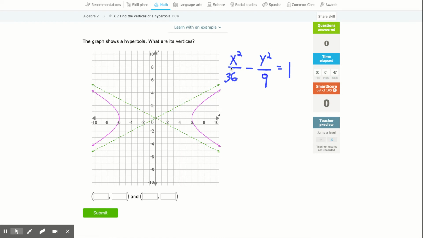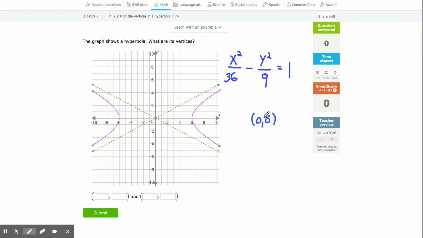When the x squared is positive, when the leading term is x squared, then it's open to the left and to the right. If it had been a y squared minus an x squared, then it would be open up and down. Since it's open left and right, what we do is we find the center, because in later ones you're just going to get the equation. The center, since there's no horizontal or vertical shift, is 0, 0.